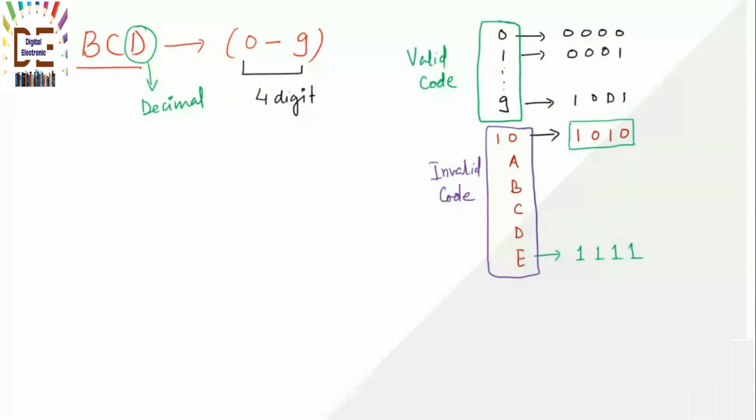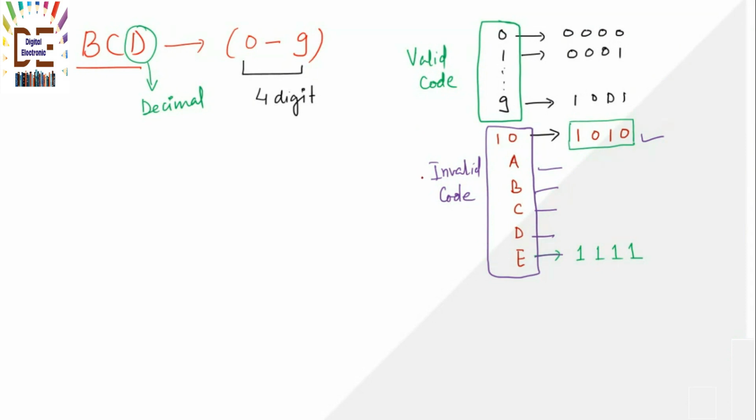That means if you are getting a 4-digit combination starting from 10, A, B, C, D and E, from any combination of either doing the addition or subtraction, then whatever code you are getting which lies from 10 to E will be invalid.